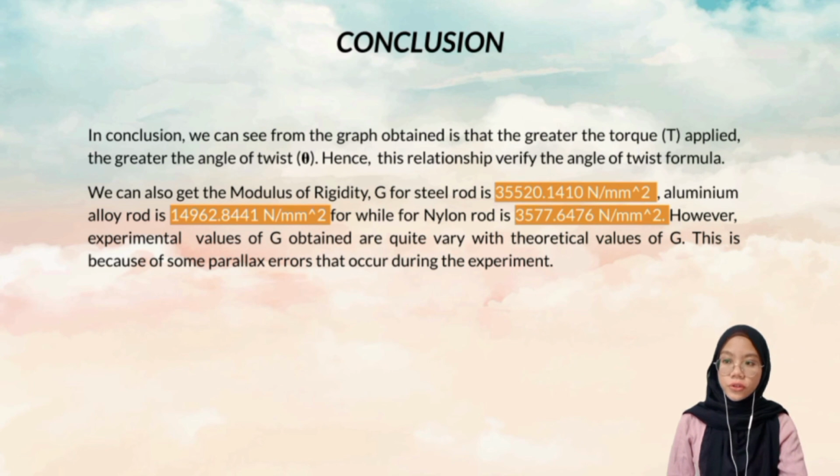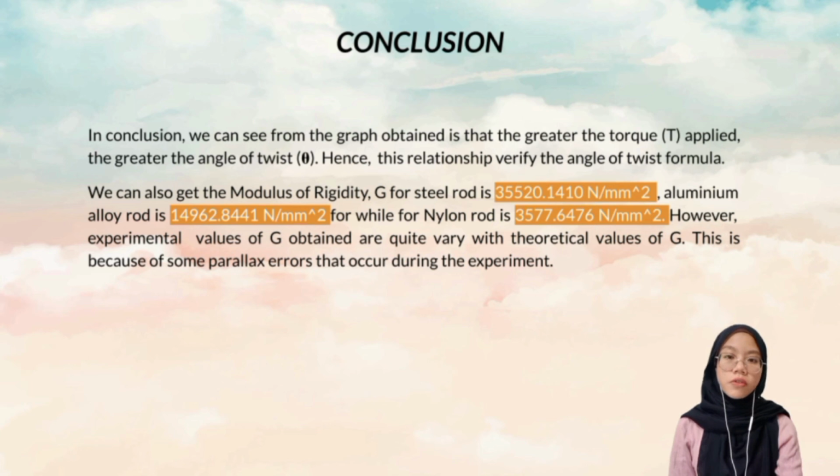So as for the conclusion, we can see from the graph obtained in the discussion part that the greater the torque applied, the greater the angle of twist theta. Hence, this relationship verifies the angle of twist formula. We can also get the modulus of rigidity G for the steel rod, which is 35,520.1410 N per millimeter squared.